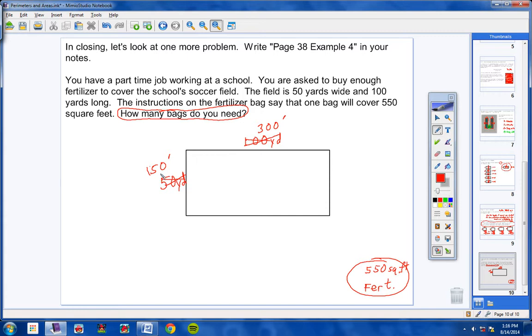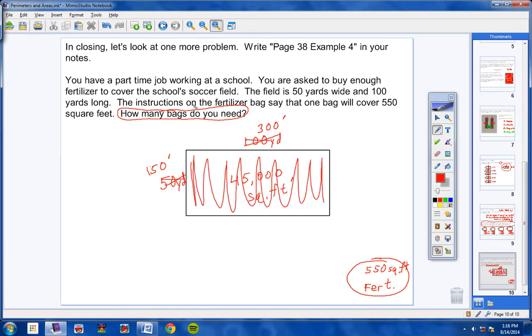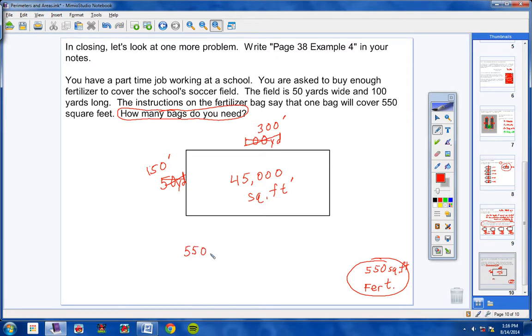Now, if I take 150 times 300, I'm going to get this for my area, 45,000 square feet. Do you see how I did that? Now I know how many total square feet on this soccer field I have to cover with fertilizer. I have to cover 45,000 square feet. So now I can take 550 square feet and divide that into my total area, and I will know how many bags of fertilizer I need.